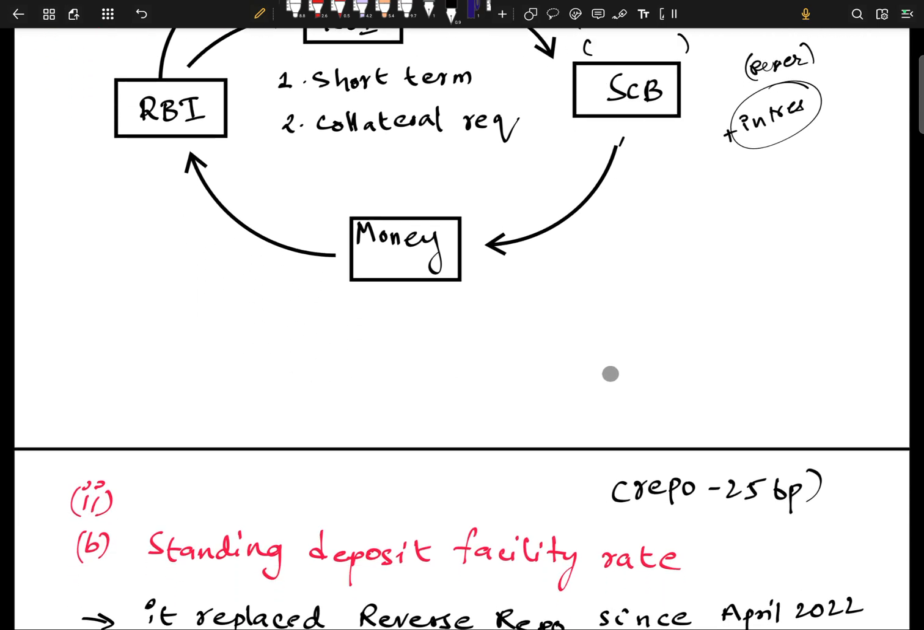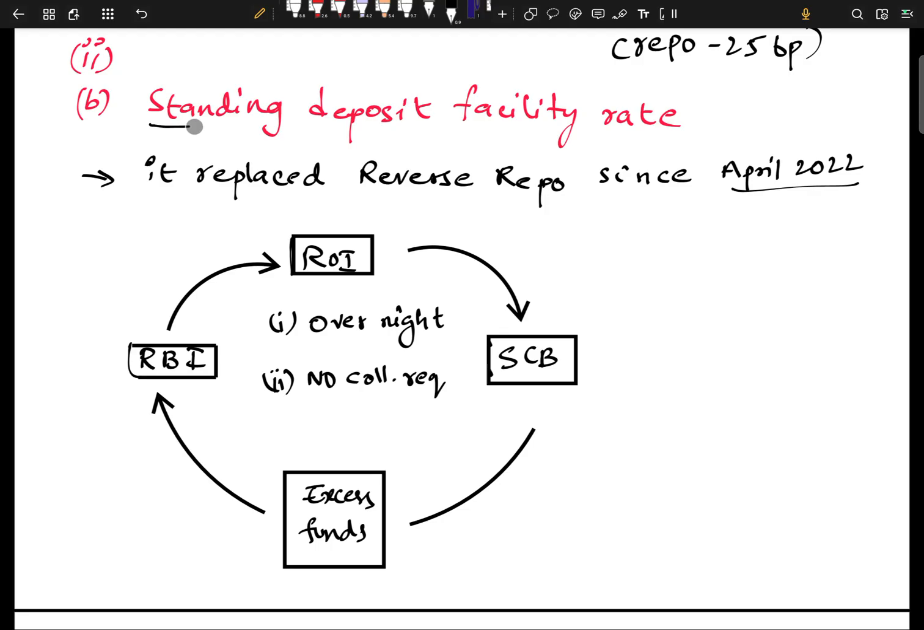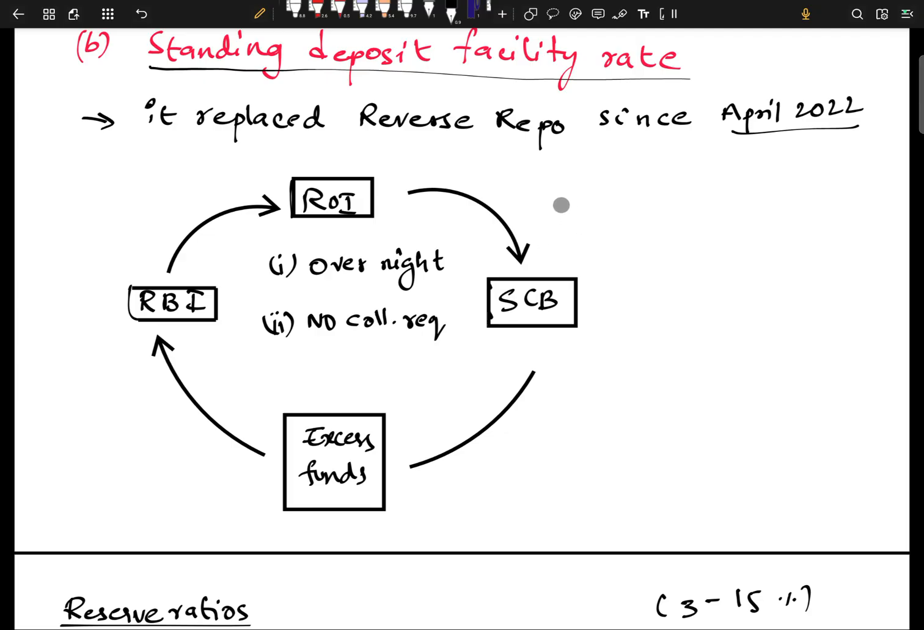But reverse repo was discontinued since April 2022, right? In place of reverse repo, RBI and banks now use something called the standing deposit facility rate. What is it? It is the same as reverse repo, but here the scheduled commercial banks will not take any collateral from the RBI. That is, they do not take G securities from the RBI. Just the scheduled commercial banks deposit certain excess funds with the RBI, and RBI pays a rate of interest, and this rate of interest is nothing but the standing deposit facility rate, right?